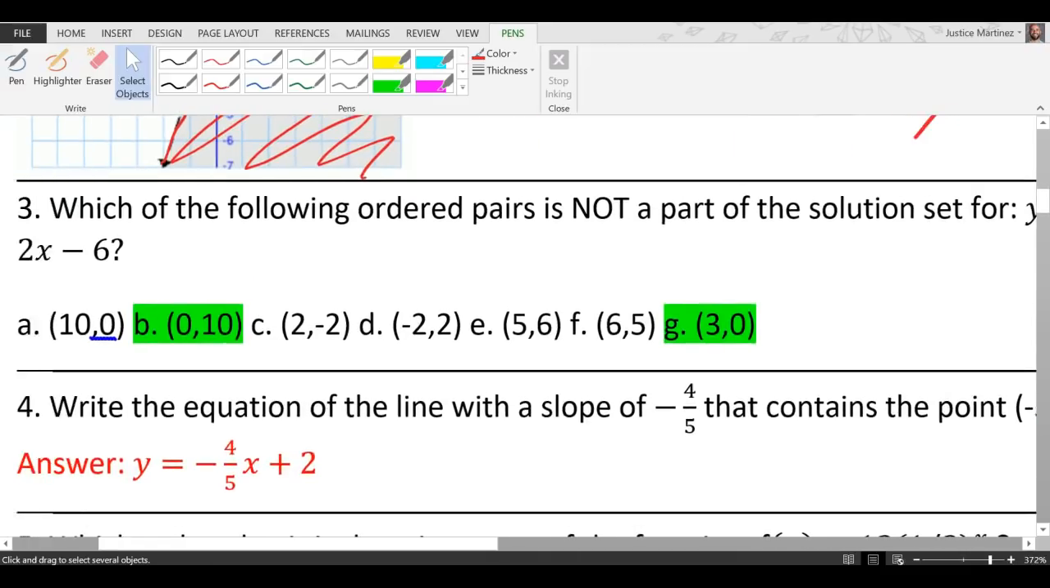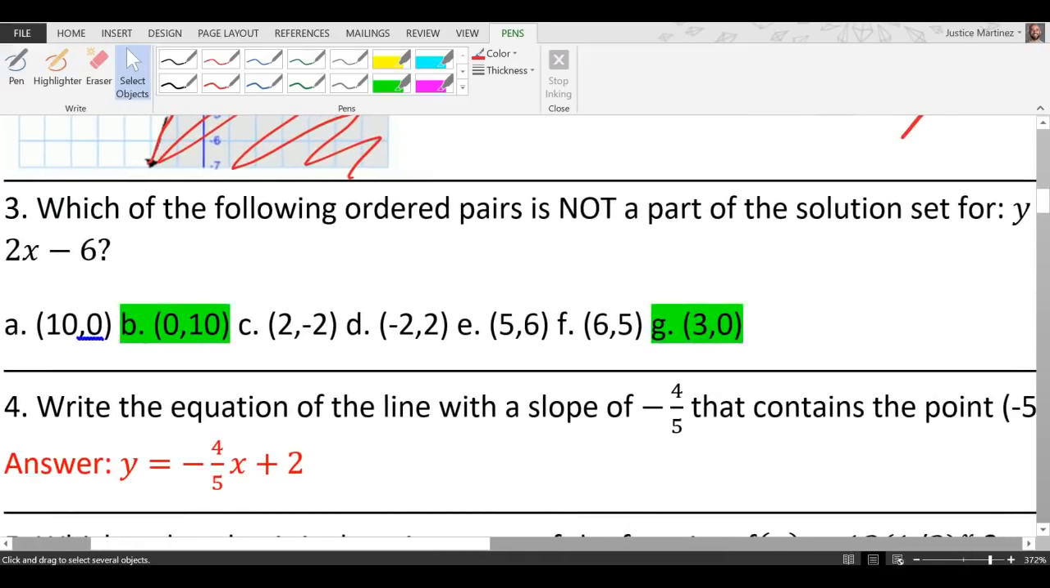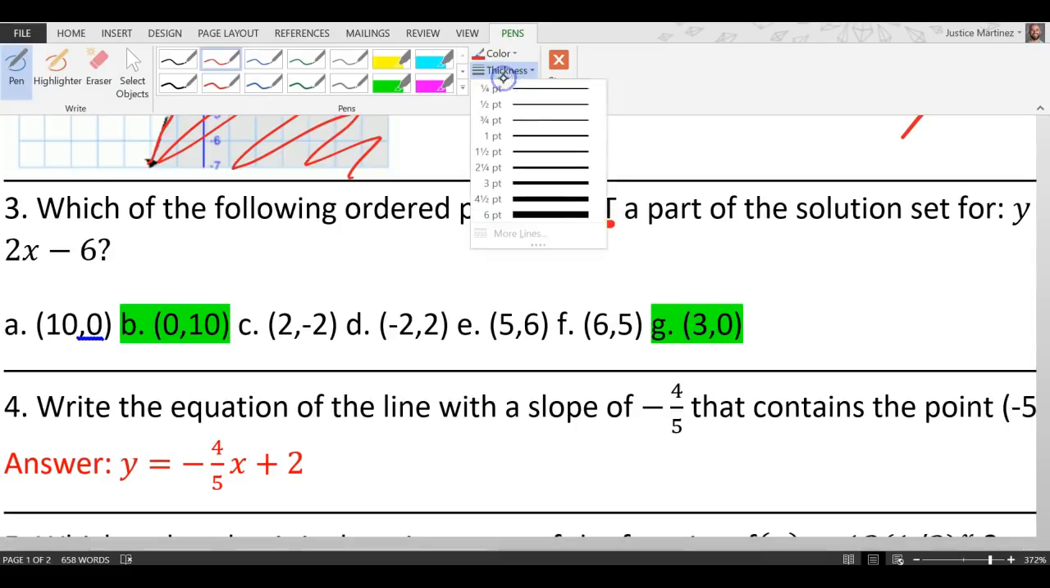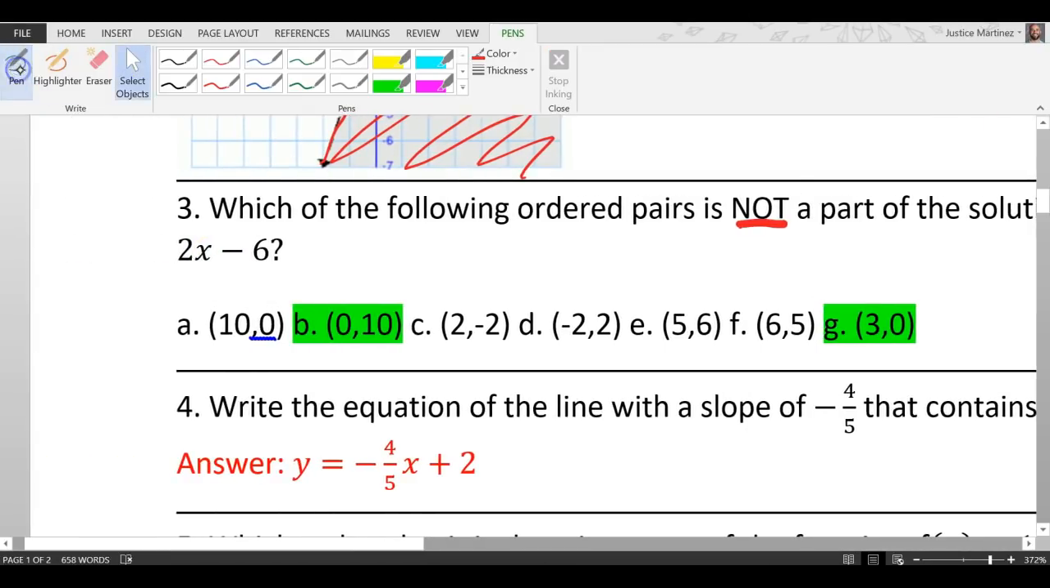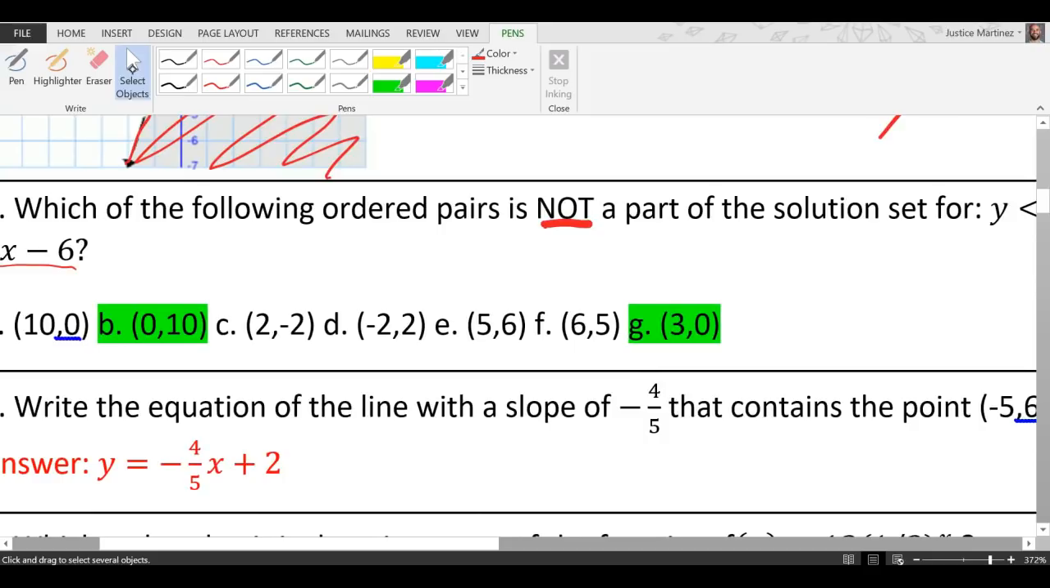So as we scroll down, we're going to see which of the following ordered pairs is not a part of the solution. Meaning, I can plug any of these values into this equation right here, or inequality rather. That inequality being y is less than 2x minus 6. I can choose any of these values and plug in my x and my y, and hopefully that should be fairly simple to see. So we're not going to spend a lot of time on there.